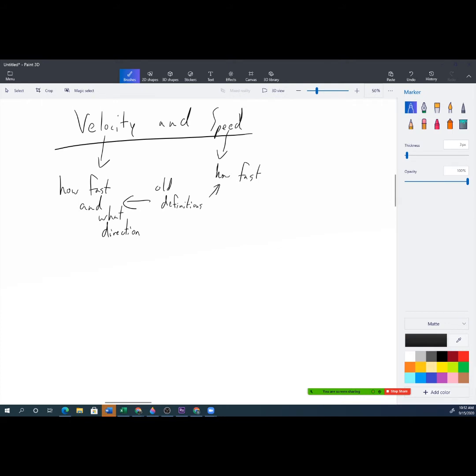Yeah, go ahead and copy this into your notes. And while you're writing, I am going to give you our new definitions, which again, just enhance the old ones. They don't necessarily replace.